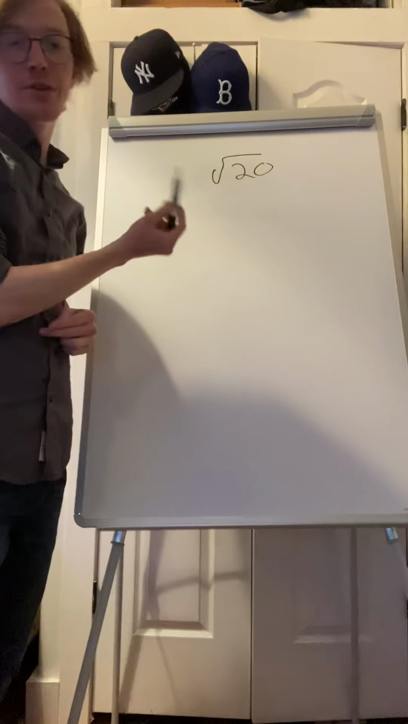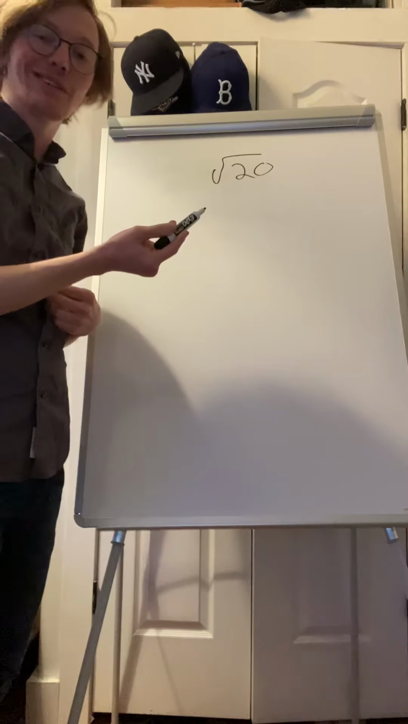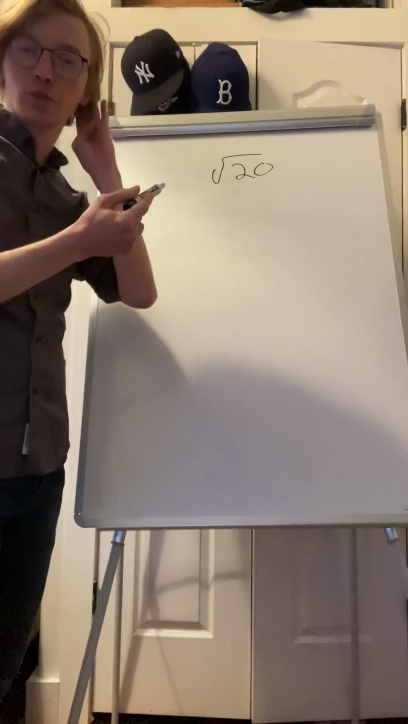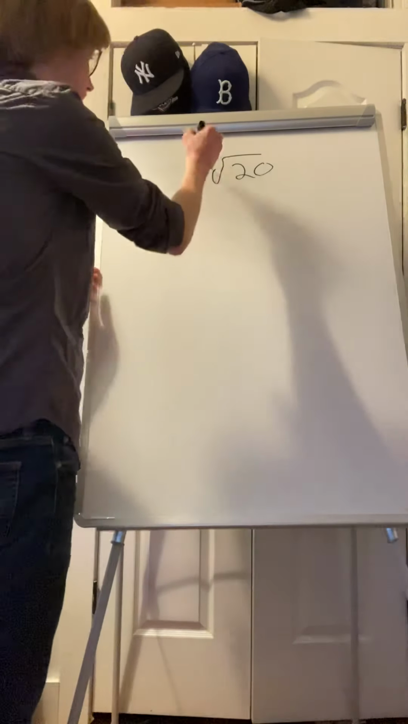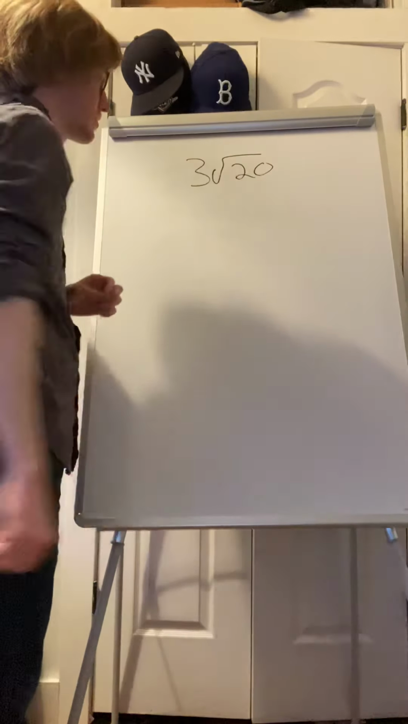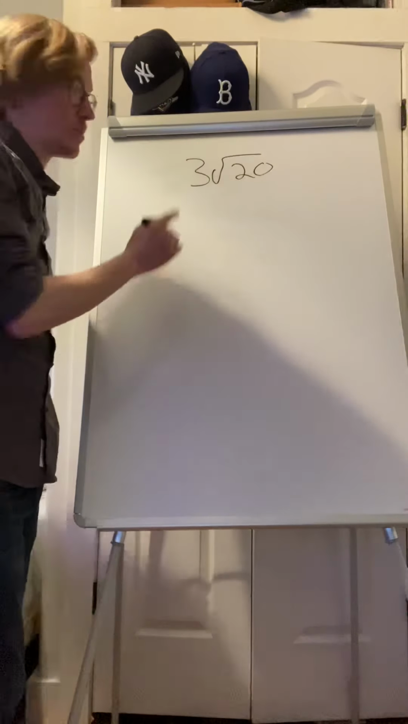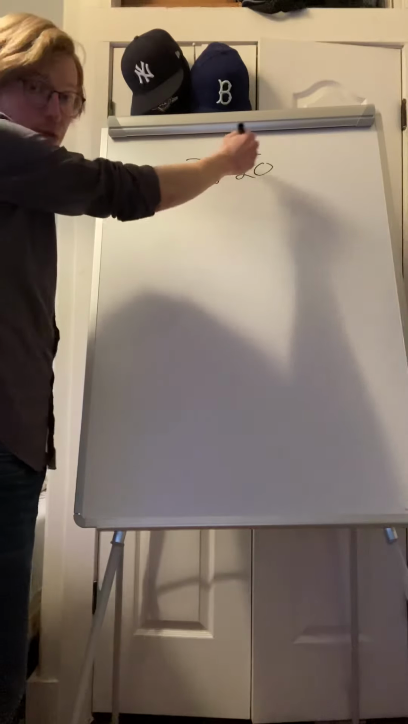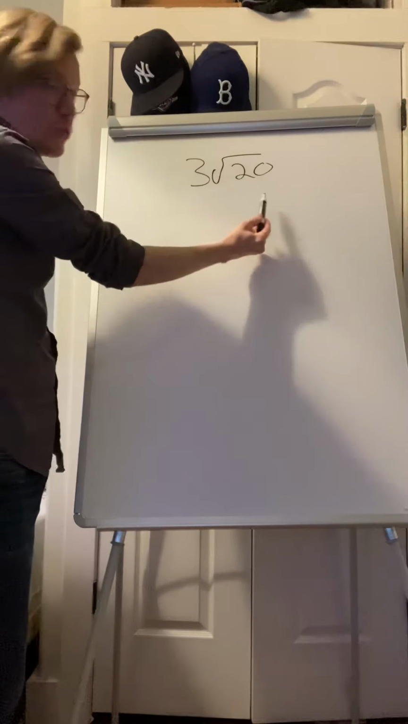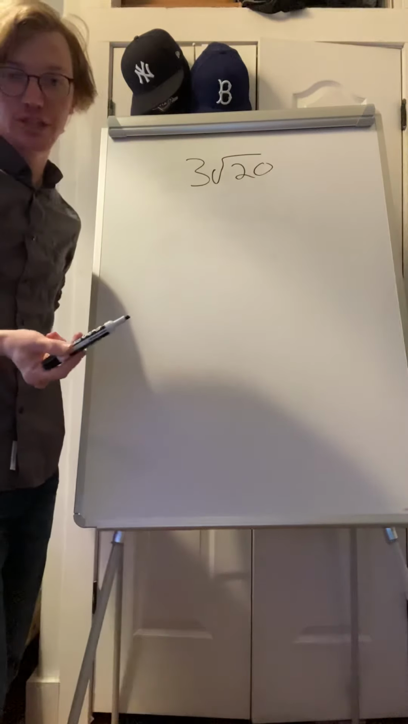And today, what we're going to do is look at non-perfect square roots that look something more like this. So what if you saw 3 times the square root of 20? Now remember, 3 times the square root of 20. When you see a number next to the radical sign, the multiplication is implied.